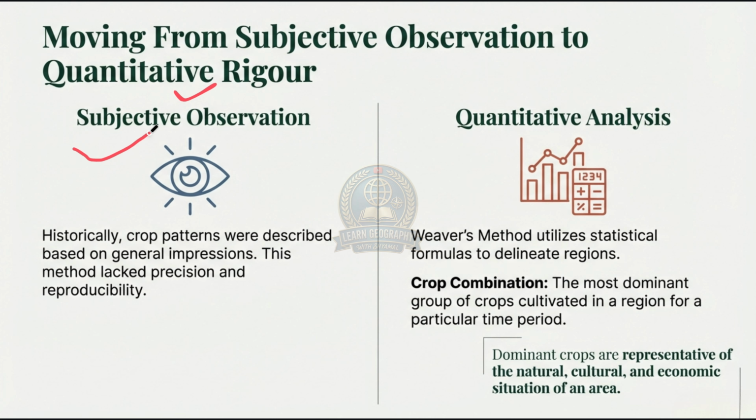Subjective observation means historically crop patterns were described based on general impressions. This method lacked precision and reproducibility. On the other hand, in quantitative analysis, Weber's method utilized statistical formulas to delineate regions. Crop combination is the most dominant group of crops cultivated in a region for a particular time period. Dominant crops are representative of the natural, cultural, and economic situation of an area.